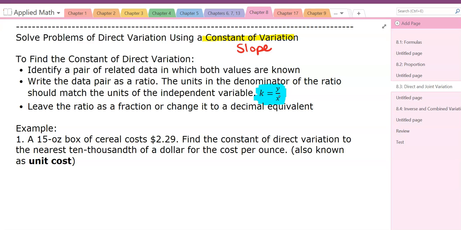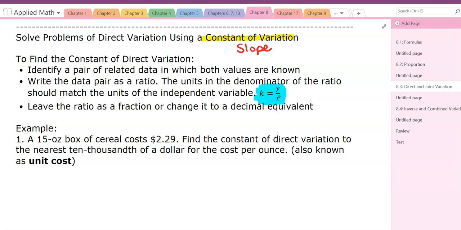They use k. K is normally used in any problem that talks about a constant, and the constant would be something that is always staying the same. It could be used for multiple problems to do some predicting. So in order to find the constant, figure out your pair of data, how they're related to each other. Write the data pair as a ratio. Very similar to what we were just doing. Then either leave your constant as the fraction, or you can write it as a decimal. Like if it was 4 over 5, you could leave it as 4 over 5, or you could give me the decimal for that if you wanted to.